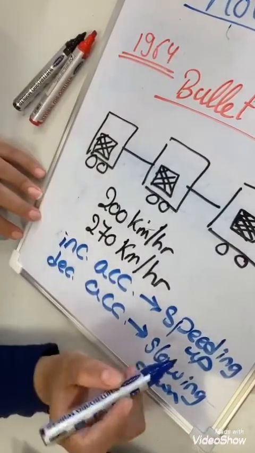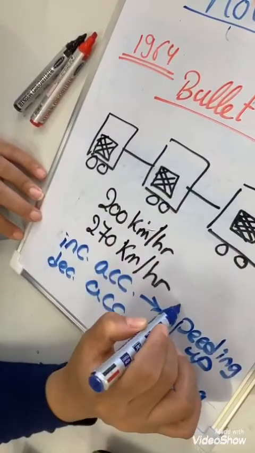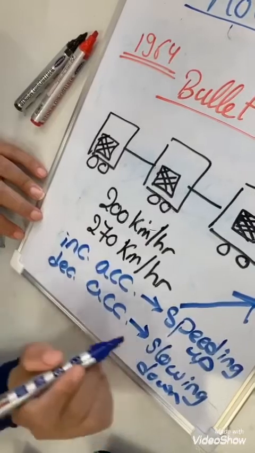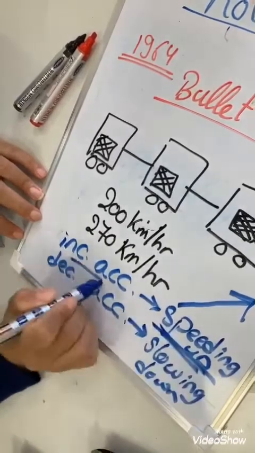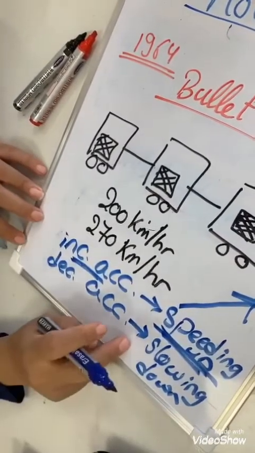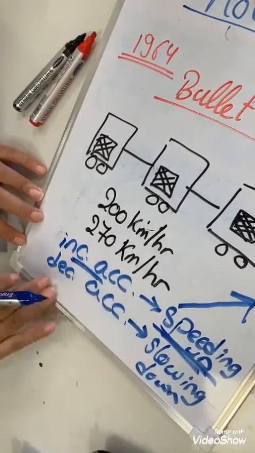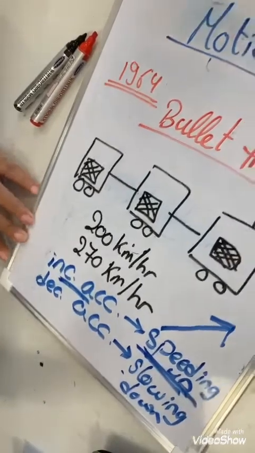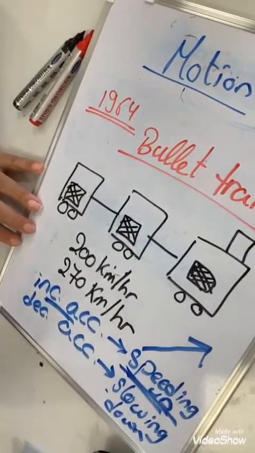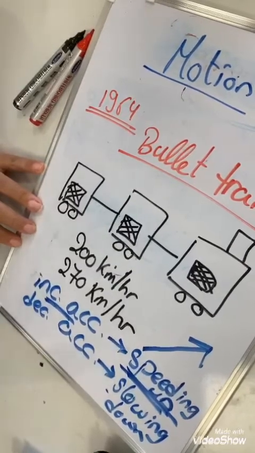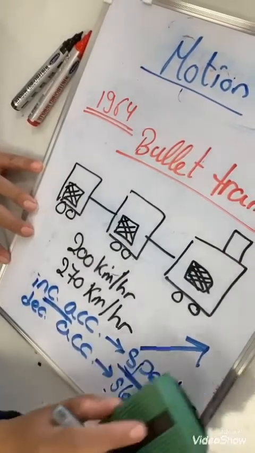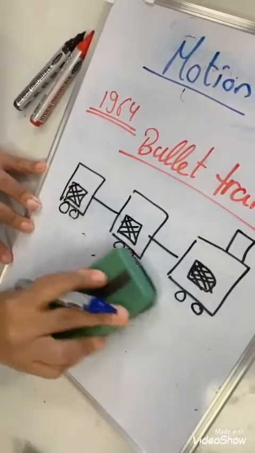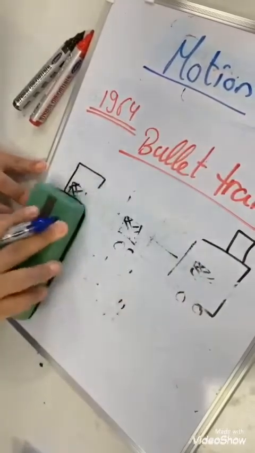It means that the speed of the train increases gradually: 0, 20, 40, 60, 80, and so on. This speeding up is called increasing acceleration. And it also stops by decreasing acceleration, which means slowing down. The speed slows down from 200 to 180, 160, 140, and so on, gradually. So this is the application for motion, which is the bullet train.